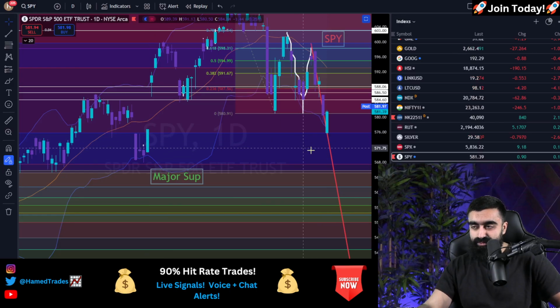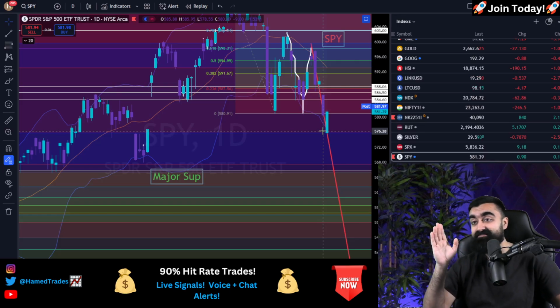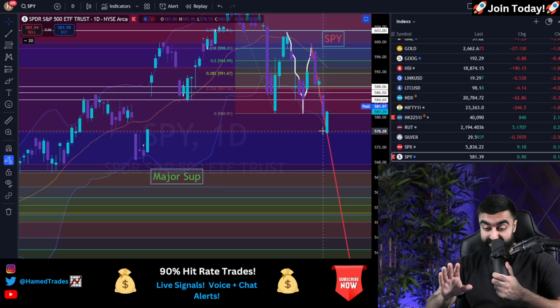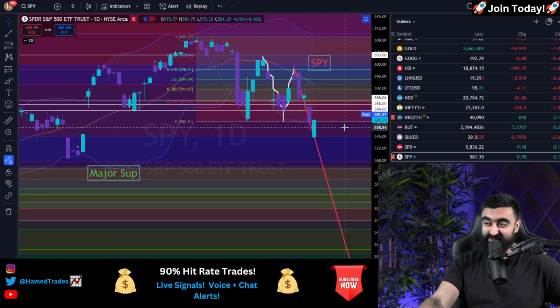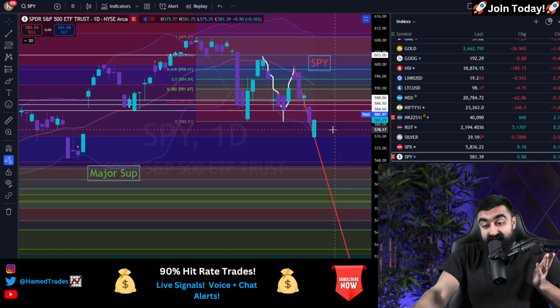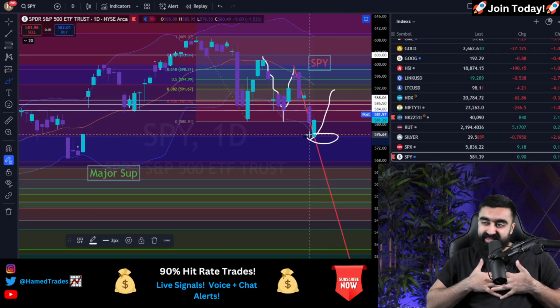Do I still think we can come back into the 570s? Yeah. Personally, here's the problem. I personally do think that the market, just based off of this amount of weakness, I would be kind of shocked to see the market just make a V-shaped recovery and we don't make any lows.